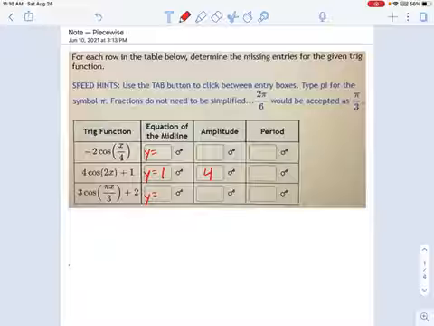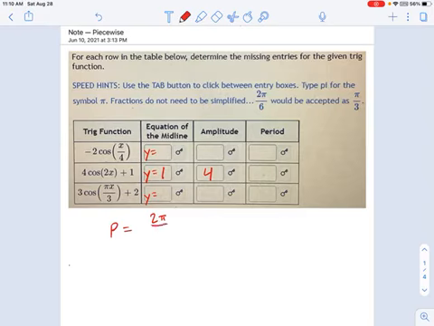And then we have the period to talk about. Well, remember the formula for period. That's period equals 2 pi over b, and b is the number that's multiplied against x. So that's going to be 2 pi over 2, and that is just going to be pi. Okay, so there's our first example.